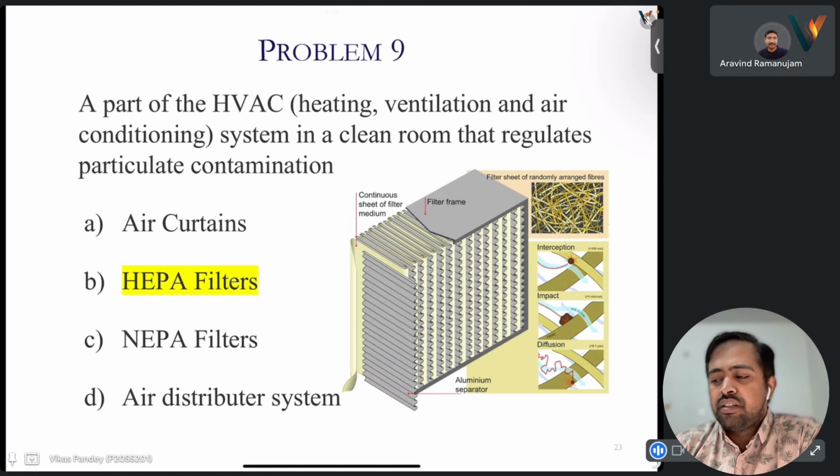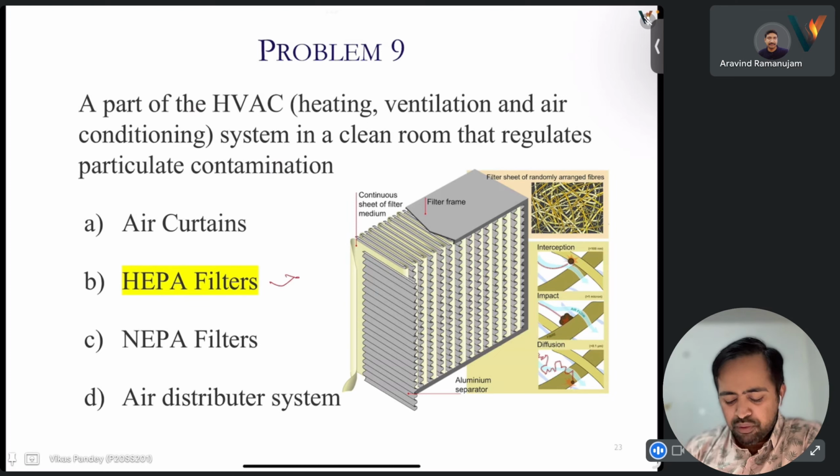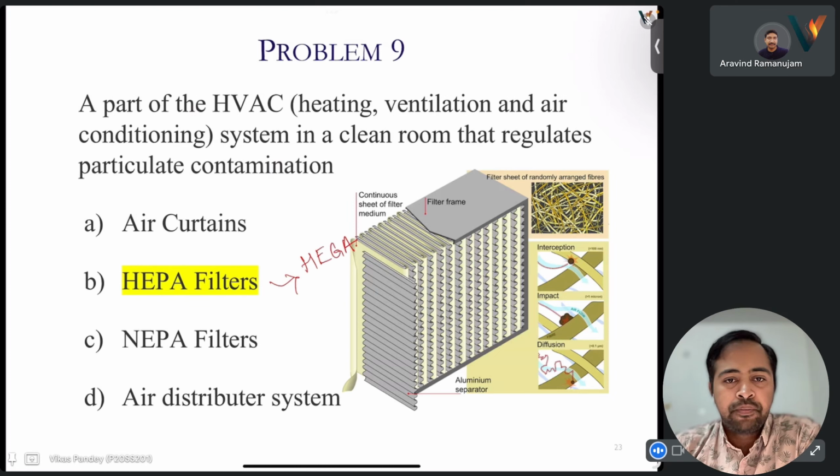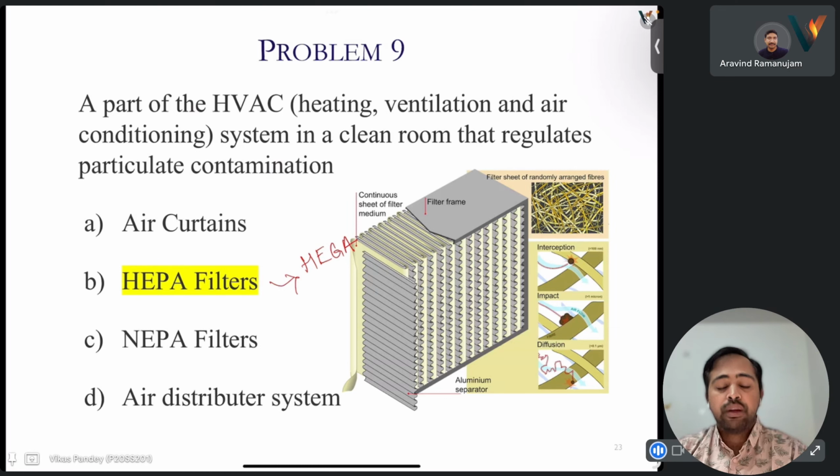The thing is that generally we are going for HEPA filters, but sometimes when people work with some smelly things where smell is there, smell also is a kind of particulate contamination. So to remove that smell, HEGA filters are used. They are an improvement of HEPA filters. So in general, there will be more HEPA filters and some HEGA filters put in the clean room.